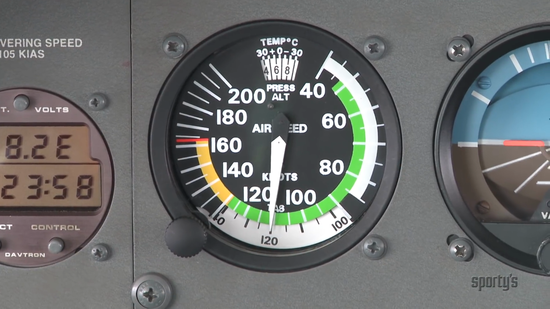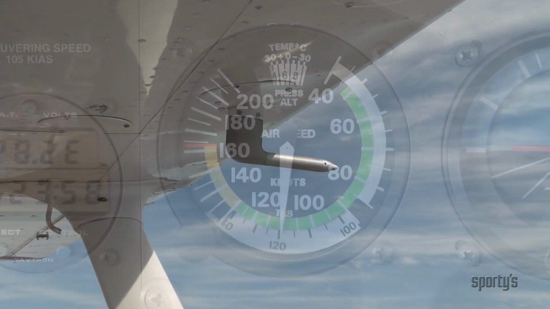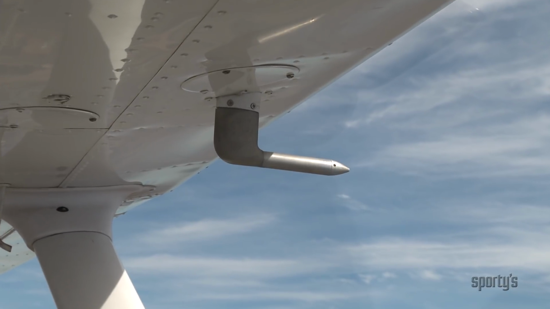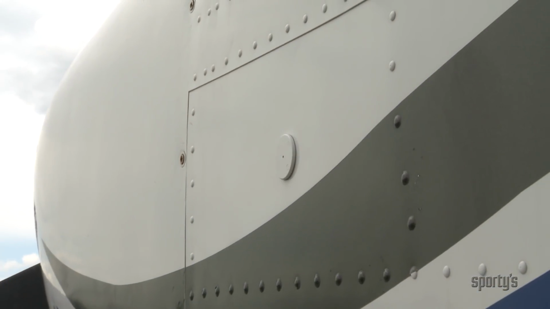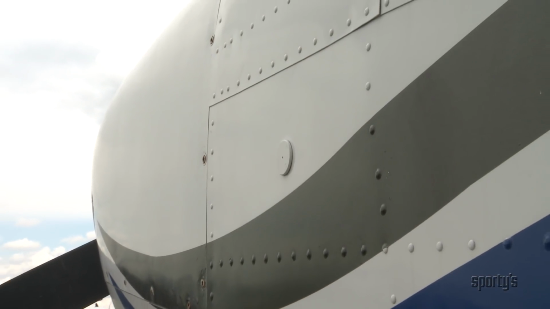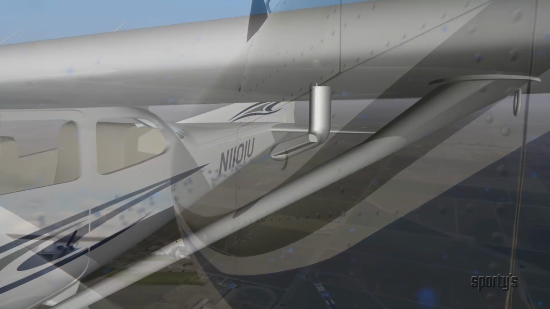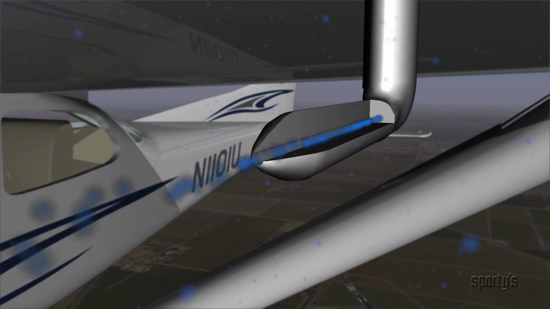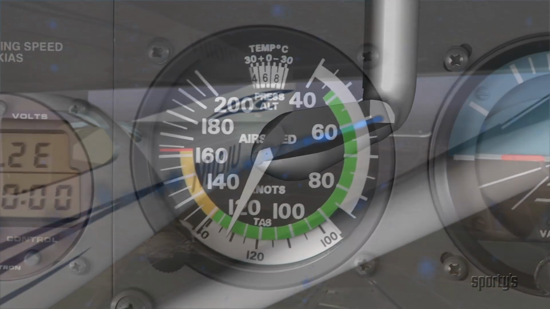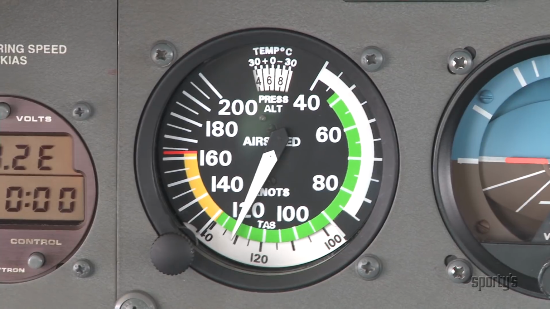The airspeed indicator is an extremely sensitive differential pressure gauge. It measures the difference between impact pressure measured at the pitot tube and static pressure sampled by the static source, which is the undisturbed atmospheric pressure. When the airplane moves through the air, the pitot pressure is greater than static pressure. The difference in pressure is indicated by the airspeed indicator.